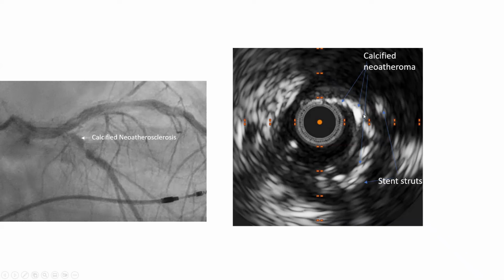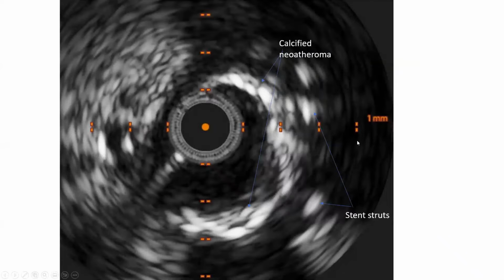And this is calcified neoatheroma. So 180 degrees of calcified neoatheroma. This is another frame showing the same. These are the stent struts. Again, you may not see the full circumference of stent struts. You will see a few of them. I see stent struts here, here, here, and here.